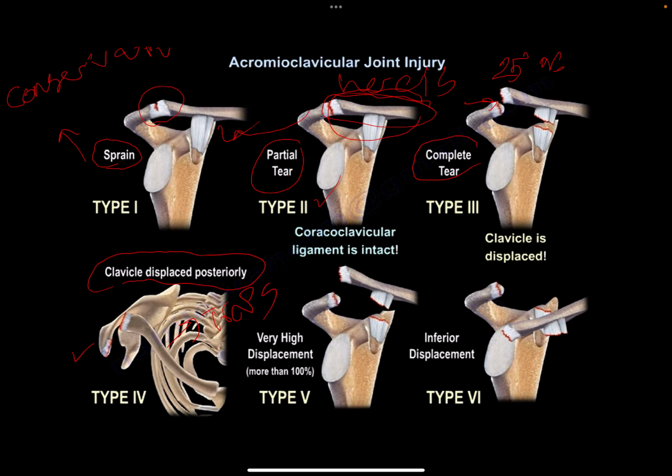Type 5: marked superior displacement, more than 100%. The CC distance increases with soft tissue stripping. Operative, given the very high displacement. Type 6: inferior displacement of the clavicle, which is very rare, and the treatment will be operation. Types 4, 5 and 6: operative treatment.